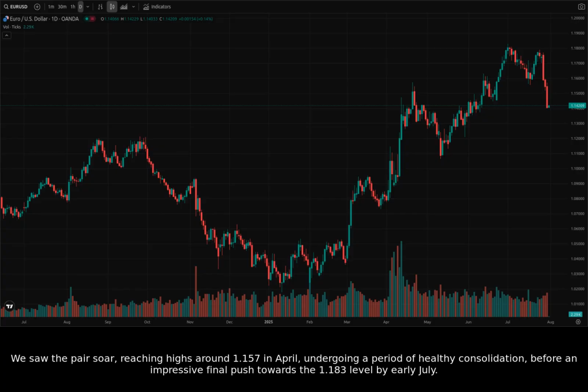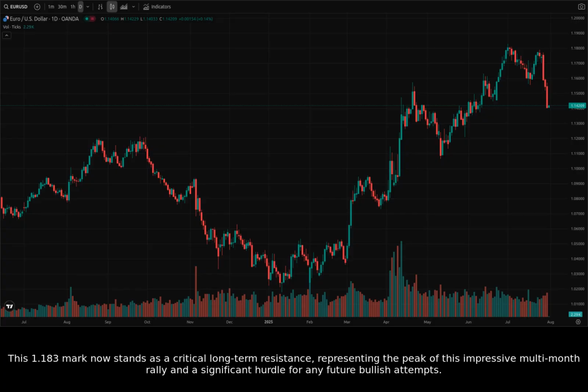We saw the pair soar, reaching highs around 1.157 in April, undergoing a period of healthy consolidation, before an impressive final push towards the 1.183 level by early July. This 1.183 mark now stands as a critical long-term resistance, representing the peak of this impressive multi-month rally and a significant hurdle for any future bullish attempts.